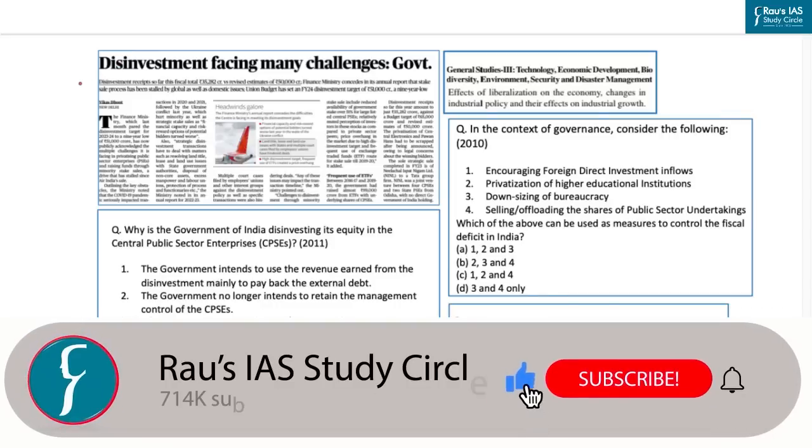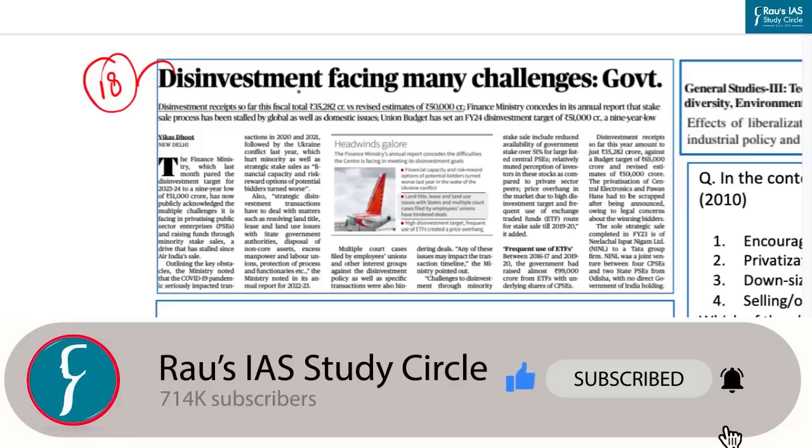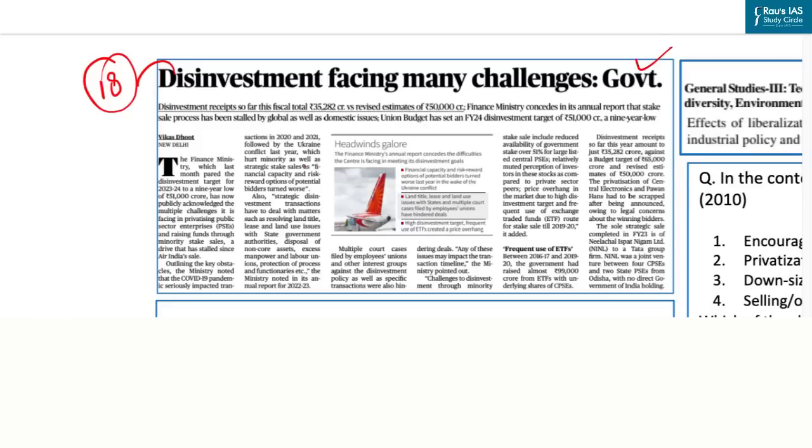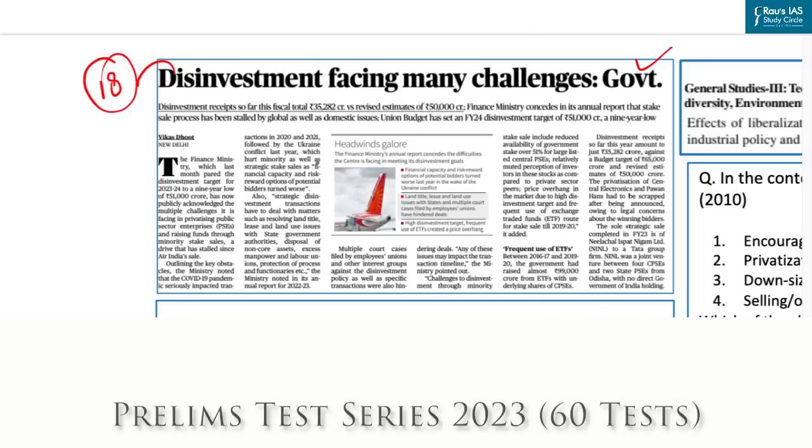Let's begin the discussion. Now let's start our session with the first article which appeared on page number 18 in the Hindu newspaper. Context of this article is that recently, Union Finance Ministry has now publicly acknowledged the multiple challenges it is facing in privatizing public sector enterprises, that is PSEs, and raising funds through minority stake sale.